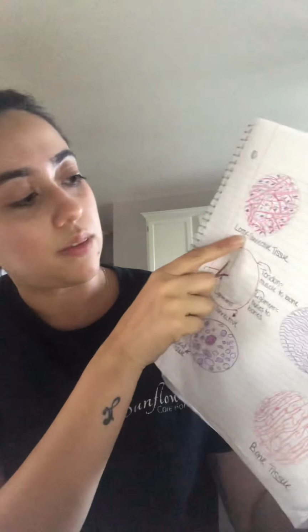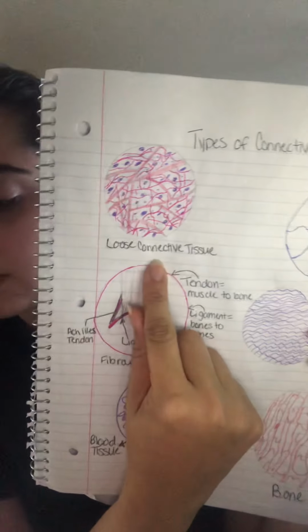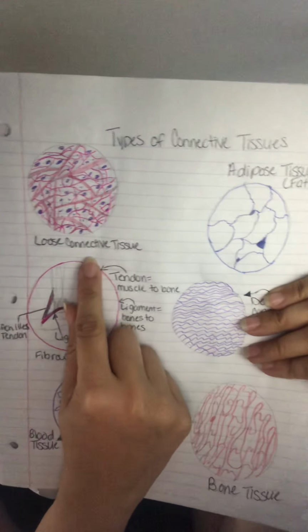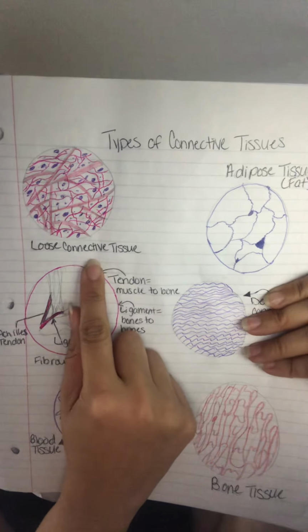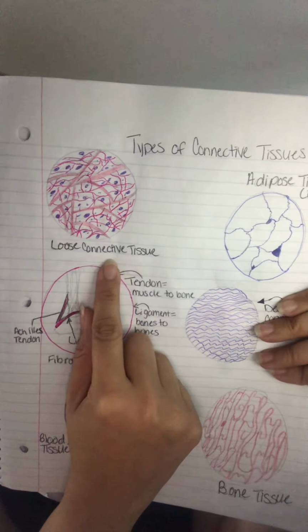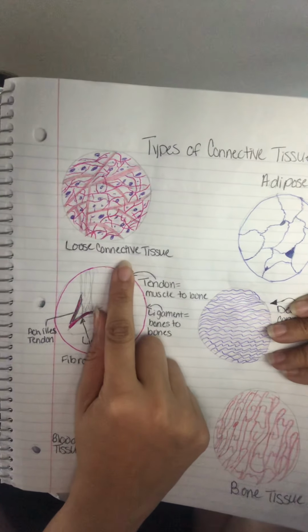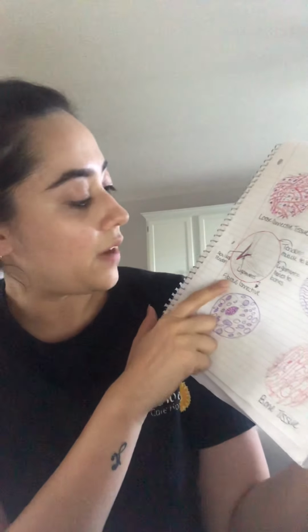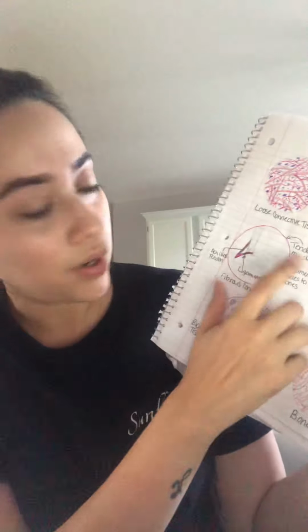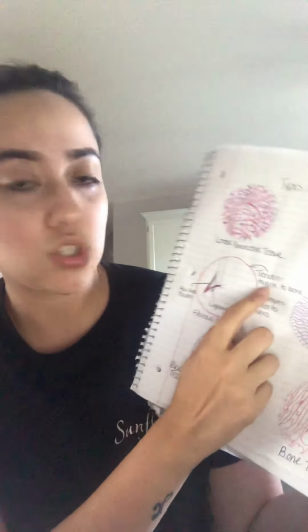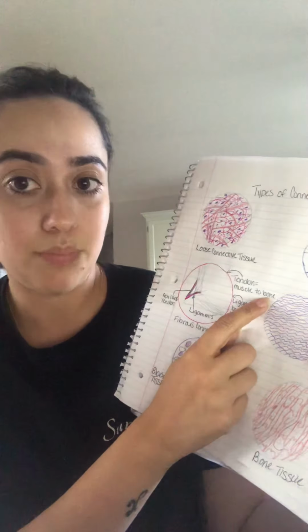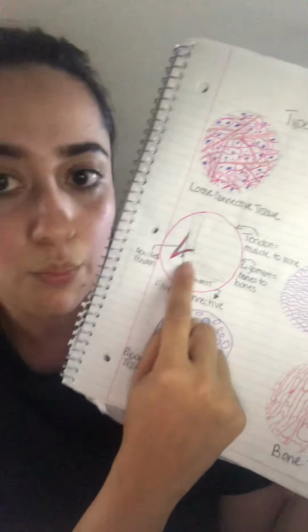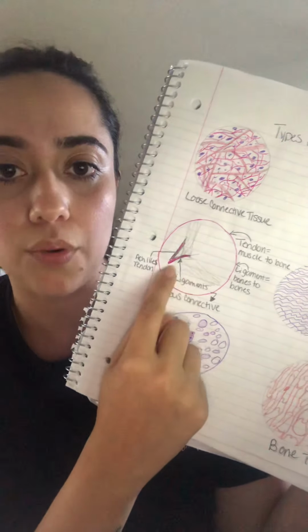So we'll start off with the loose connective tissue that is seen right here. With the loose connective tissue, it is a delicate thin membrane throughout the body. It binds underlying organs to skin and to each other. And then we do have the fibrous connective tissue, where there are 2 parts. We do have the tendon, which is muscle that connects to the bone, and then we do have the ligament, which is seen there, which connects from bone to bone.